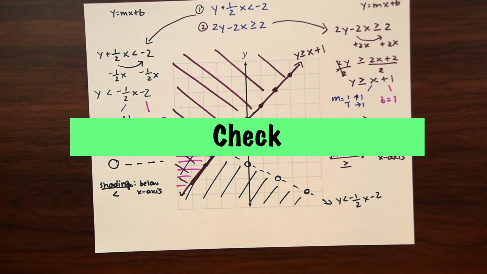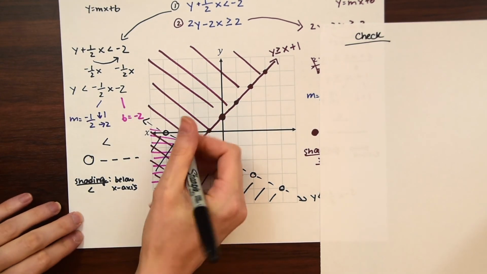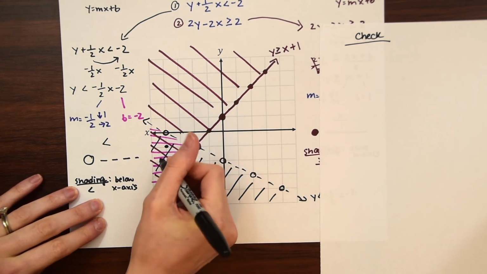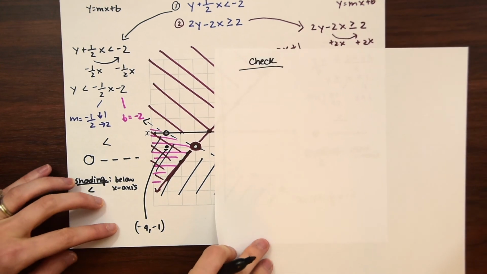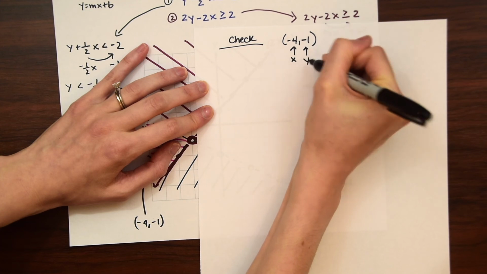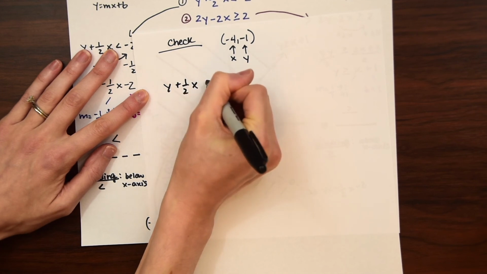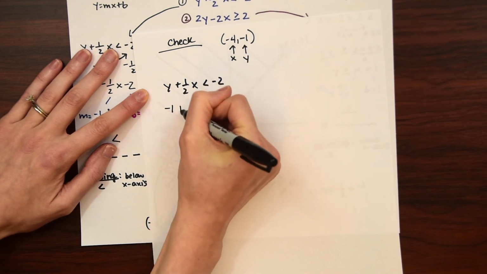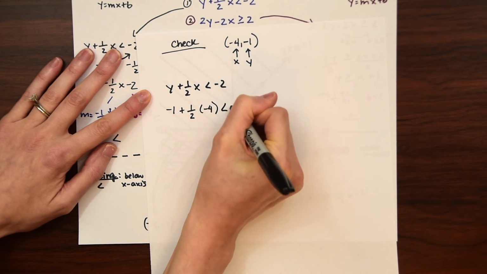So now the question also wanted us to check. Let's just choose any point within the shaded region. So for this example, we'll look at this point: 1, 2, 3, 4, minus 1. So this point is minus 4, minus 1. So that's what we're going to be checking by plugging in negative 4 for x, and negative 1 for y. And now we're going to look at the first inequality, y plus 1/2 x is less than negative 2, and plug these in. So for y, we're plugging in negative 1 plus 1/2 times negative 4 for x is less than negative 2.